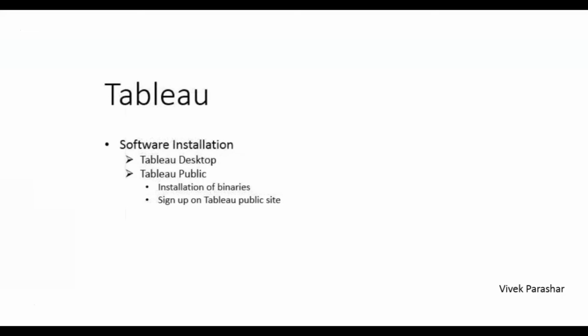So here we have covered the installation of Tableau Public. Just remember that you have to follow two steps. First is the installation of the software, that is download the installer and then execute the installer so that it will install the binaries on your system. And the second step is to sign up on the Tableau Public site, so that will create your Tableau Public profile. These are the two steps that need to be followed.